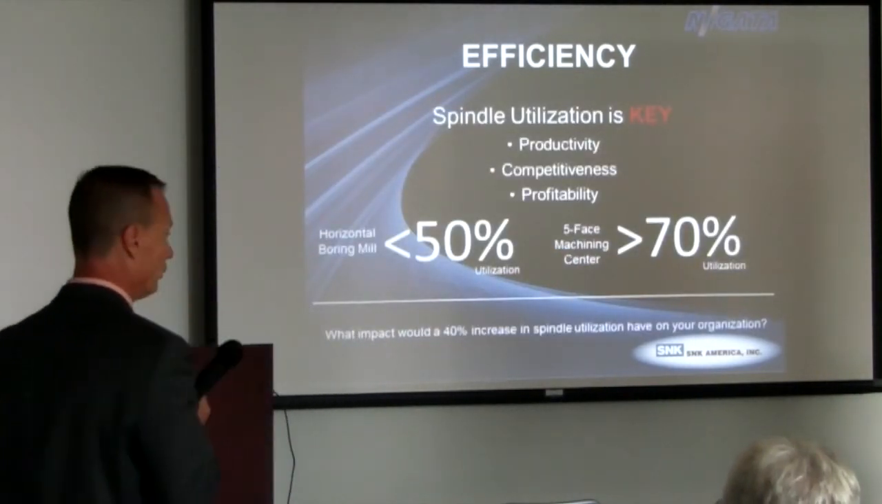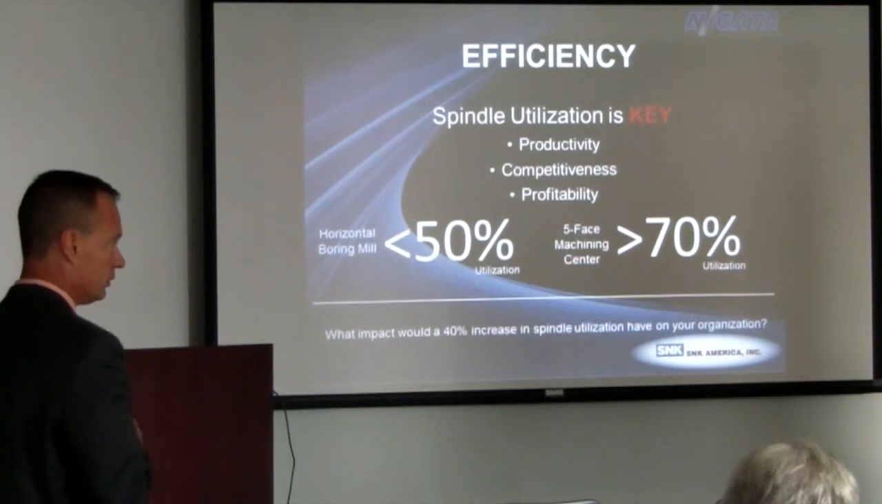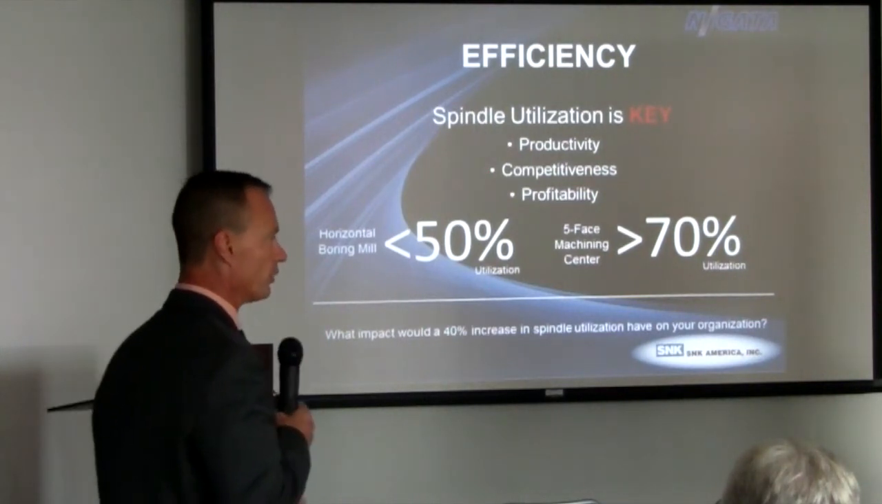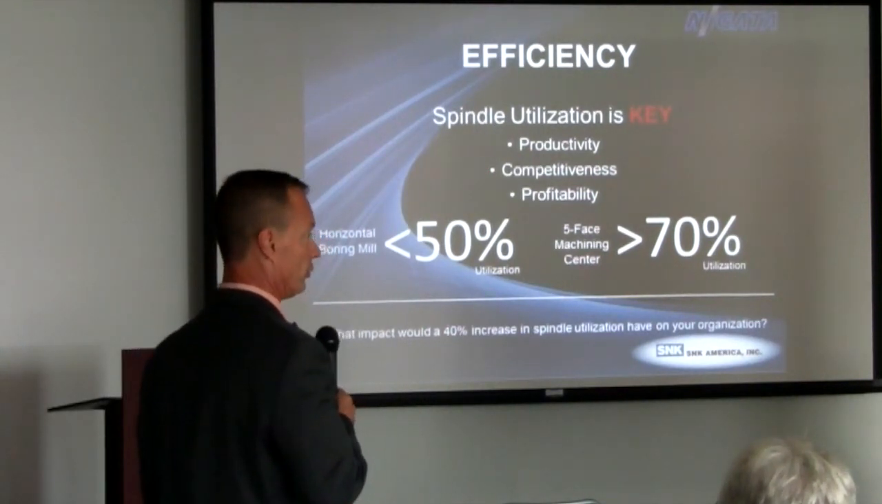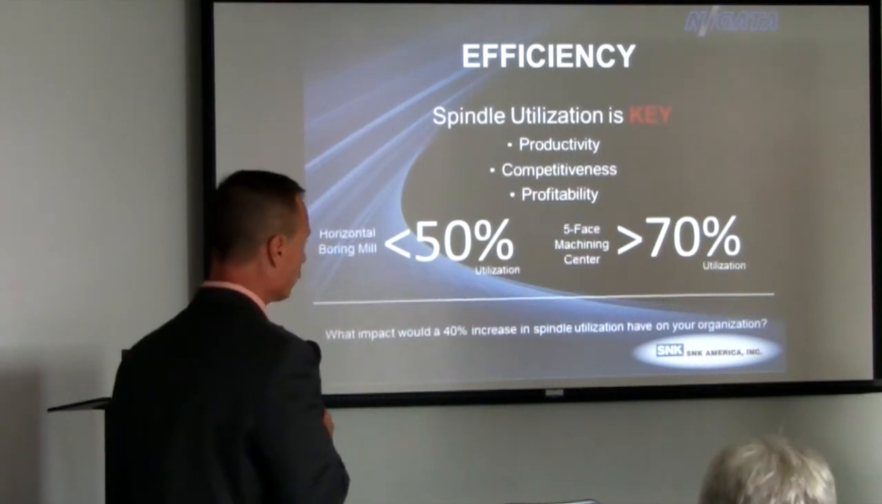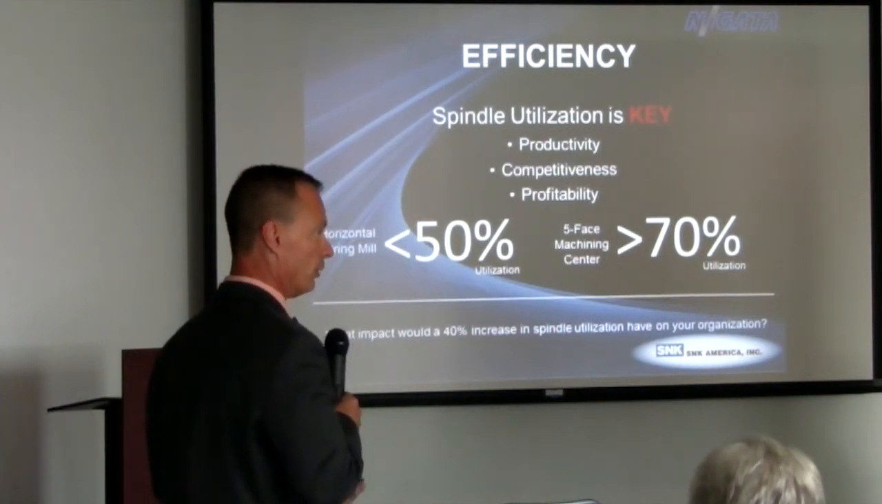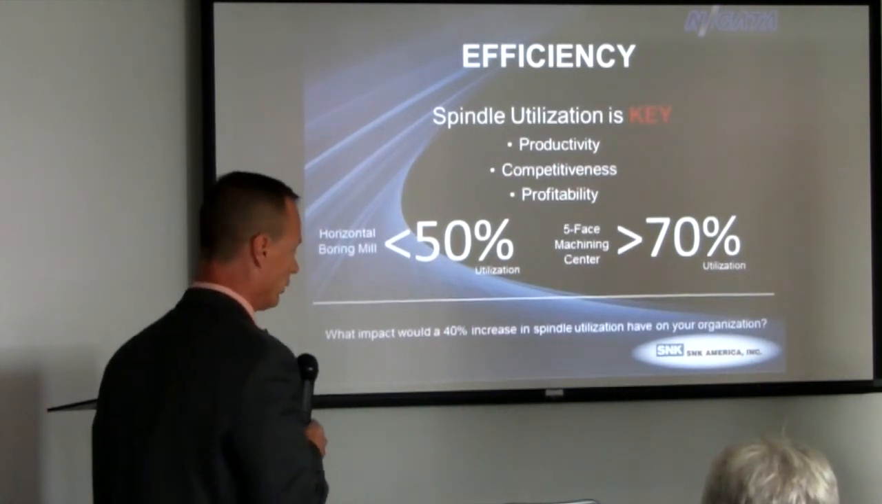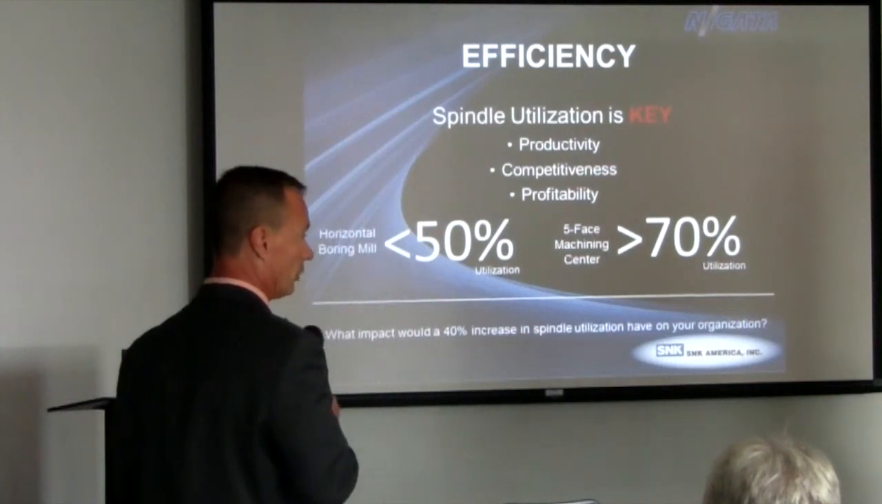Efficiency. Spindle utilization is the key. This is the reason why most people are looking for us to come in and look at their process and figure out if the 5-sided machine is the right solution for them. They want to get better spindle utilization. And this is true on any machine in any shop: a turning center, a horizontal machining center, a boring mill. It's always about spindle utilization.